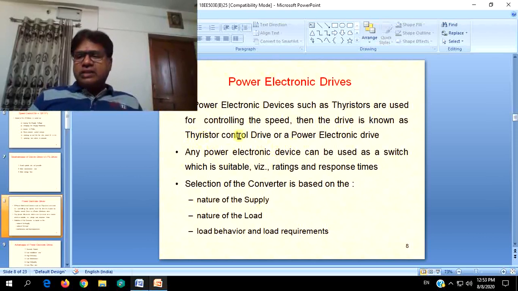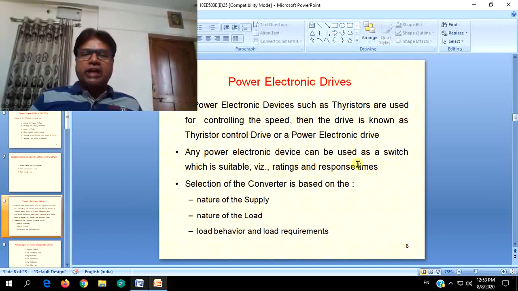So they can be called thyristor control drives or also power electronic drives. In these power electronic drives, any power electronic device which is suitable can be used as a switch, according to the ratings and response times. That is, the ratings of these devices and response times, that is turn on and turn off time, should be particularly in synchronization with the drive requirements. And again, these power electronic devices should be selected according to the converter which you are going to select for the particular drive.